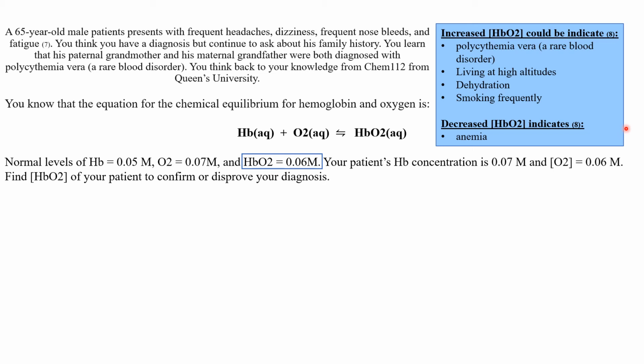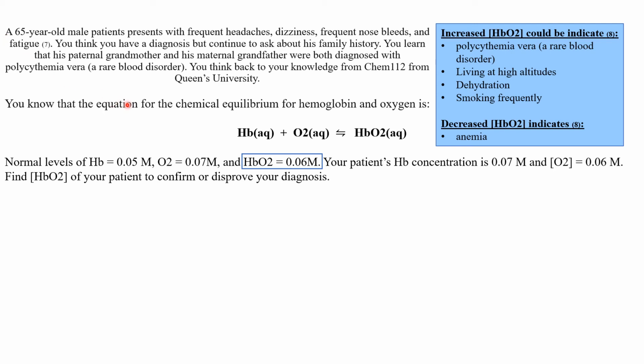However, your patient's hemoglobin level is 0.07 molar, and 0.06 molar for oxygen. You need to find the concentration of hemoglobin dioxide in your patient to determine his diagnosis on whether his hemoglobin levels are where they need to be, above where they need to be, or below where they need to be.